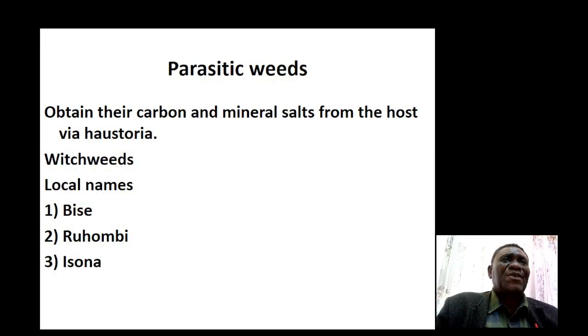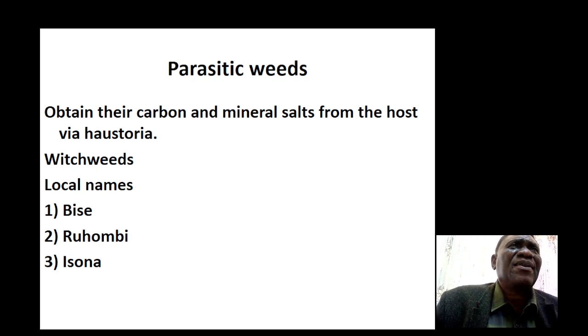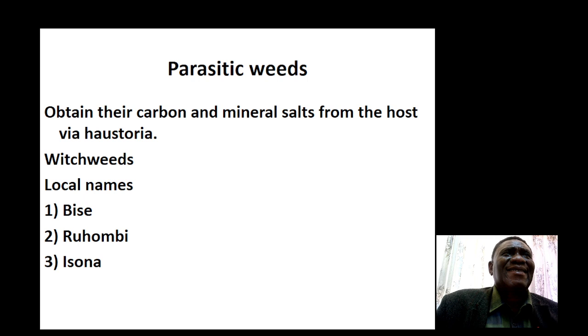So what are parasitic weeds? These are the weeds which obtain their carbon and mineral salts from the host directly via the haustoria. We have examples which are the witchweeds. The local names are Bise, Ruombi, or Isona. Bise in Shona, Ruombi again in Shona. Isona is the better word for this parasite.